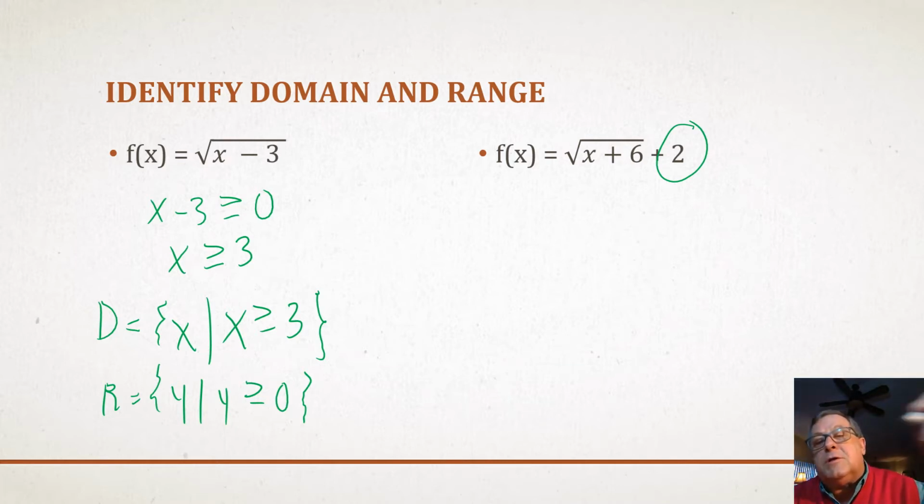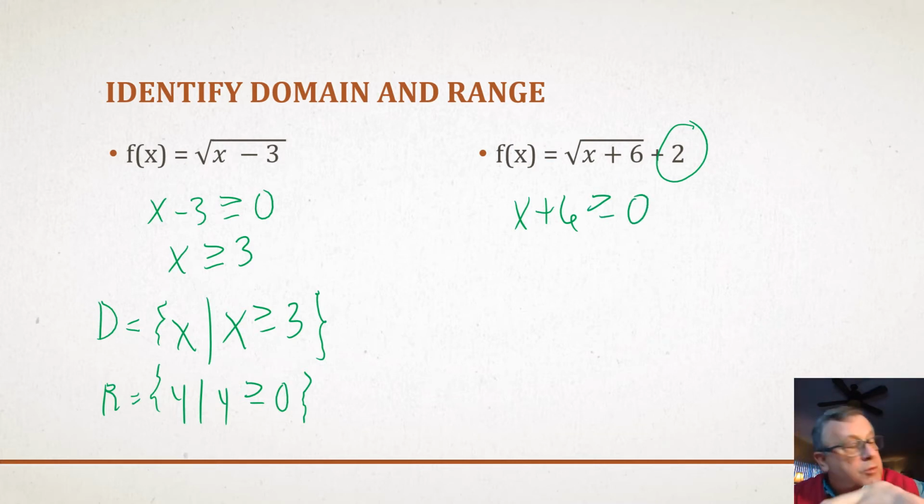But let's go ahead and focus on the domain. Again, I'm going to work with what's inside the radical, the square root, and we're going to set this up as x plus 6 must be greater than or equal to 0. And then we're going to subtract 6 from both sides, and once we do, we discover that x must be greater than or equal to negative 6. And so again, let's say x is negative 5, greater than or equal to negative 6. Well, negative 5 plus 6 is 1. Square root of 1 is 1.